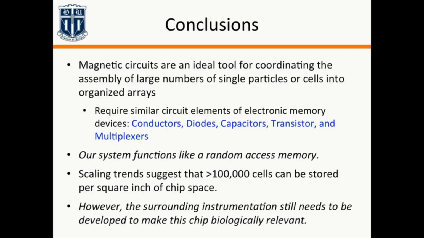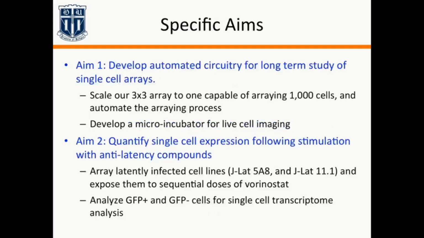This is what I proposed in the CNIHR grant. Specific aim one is to develop an automated circuitry for long-term study of single cell arrays, which essentially scales our 3 by 3 array up to one that is capable of arraying 10,000 or 1,000 cells. We also want to automate the process so that I push one button and it tells the cell exactly where to go. We also need to develop a microincubator that allows these cells to maintain viability for extended periods.